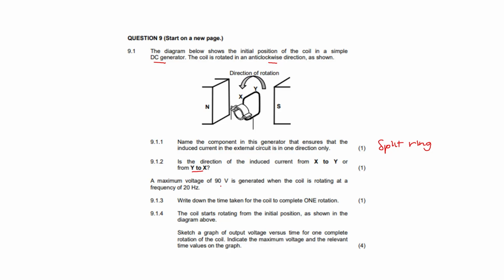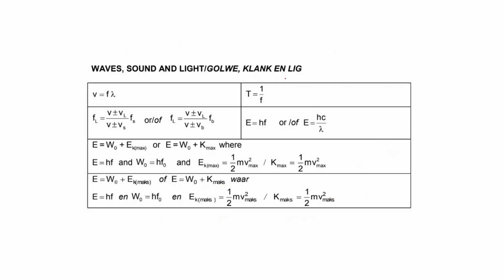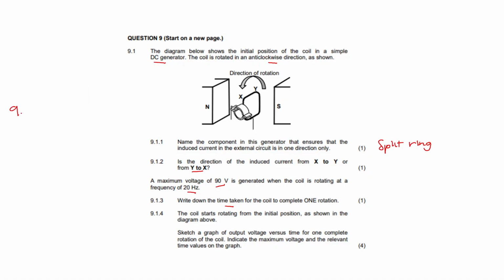A maximum voltage of 90 volts is generated when the coil is rotating at a frequency of 20 Hz. 9.1.3. Write down the time taken to complete one rotation. Okay. So we need to use this formula, T equals 1 over f. We want time, so we can put in our frequency of 20 Hertz. We jot that into our calculator, 1 over 20, that gives us 0.05 seconds.